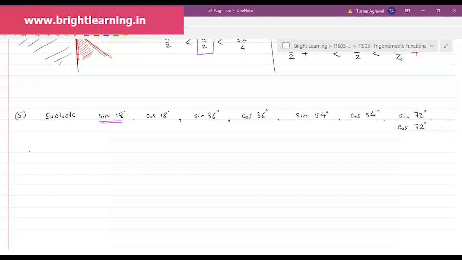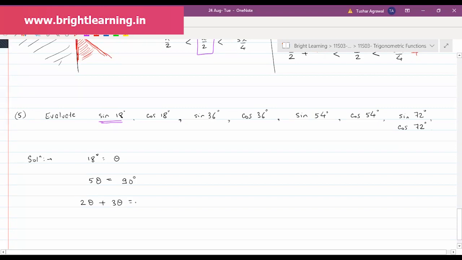Okay. See, this part I will explain to you, how to proceed with such questions. This is a very standard problem. You have to memorize this value. If you observe, take 18 degree equal to theta. 18 degree has a very, very special property; this is not a random value. 5 theta is equal to 90 degree. Theta is such that 5 theta is equal to 90 degree. And now we will use 2 theta plus 3 theta is equal to 90 degree. So 2 theta is equal to 90 minus 3 theta.